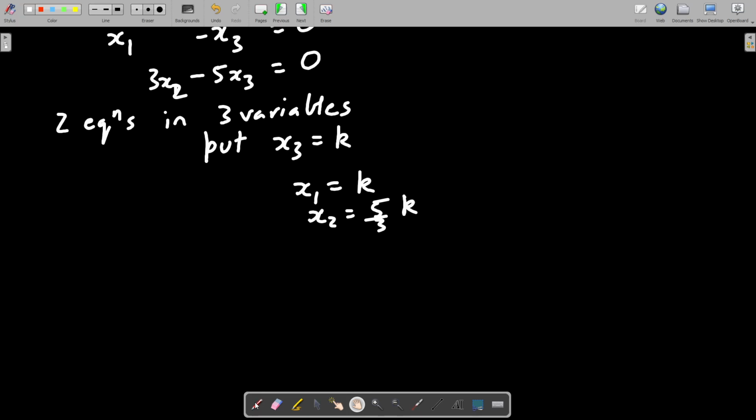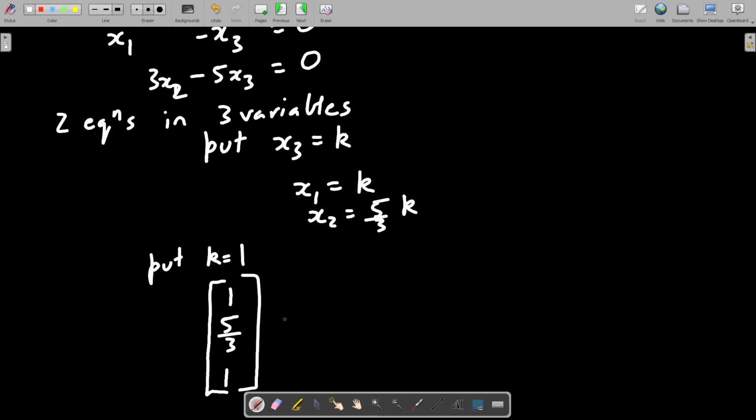Okay, so we'll put k equal to 1 for simplicity. So x1 is 1, x2 is 5 by 3 times k, and x3 is 1. So this is your required eigenvector over here.